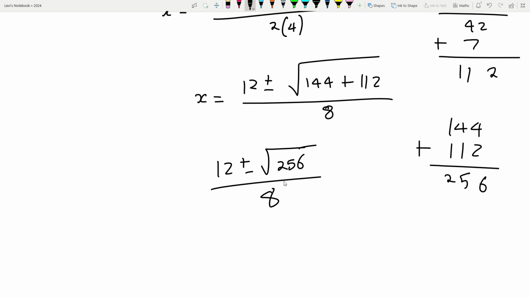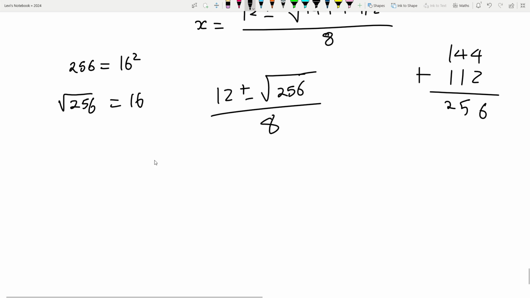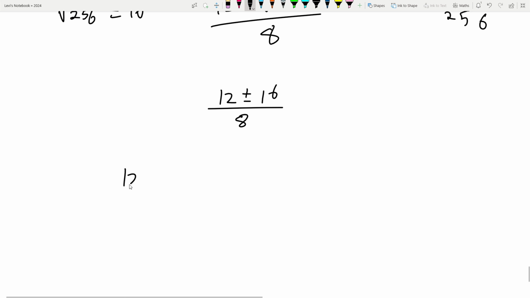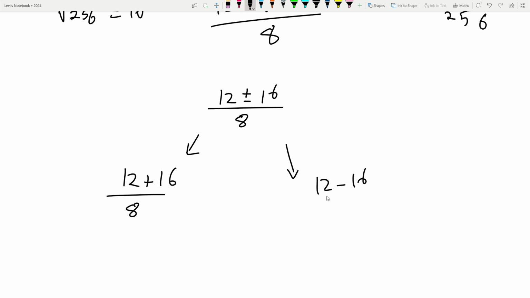Is it 16 times 16? Yes, it is. Okay, so 256 is the same as 16 squared. So that means the square root of 256 is equal to 16. Okay, so we have 12 plus or minus 16 on 8. So that gives you the following: 12 plus 16 on 8, or 12 minus 16 on 8.